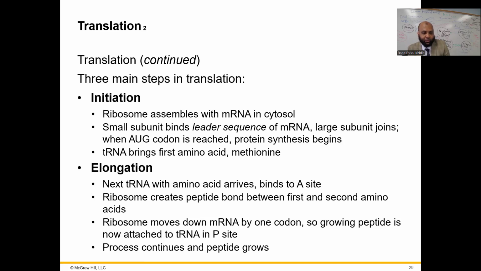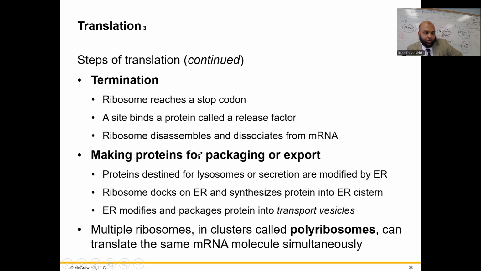Okay, elongation. In elongation, the next tRNA with an amino acid arrives. It binds to the A site. The ribosome creates a peptide bond between the first and the second amino acid. The ribosome moves down the mRNA by one codon. So the growing peptide is now attached to the tRNA in the P site, and the process continues and the peptide grows. Termination is when the ribosome reaches a stop codon. So the A site binds a protein called a release factor. The ribosome disassembles and dissociates from the mRNA.